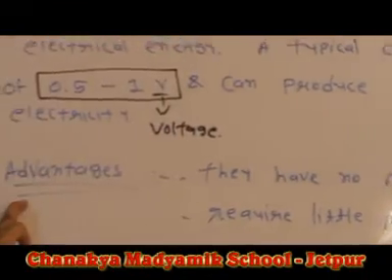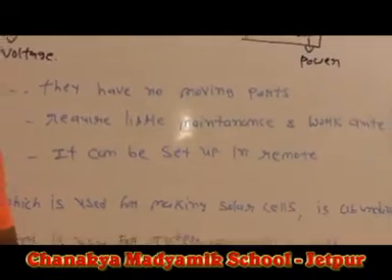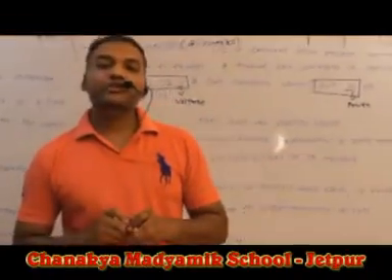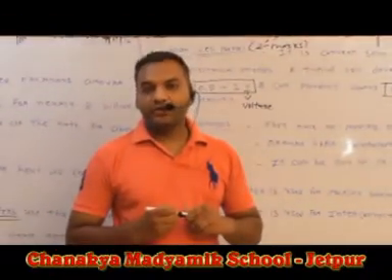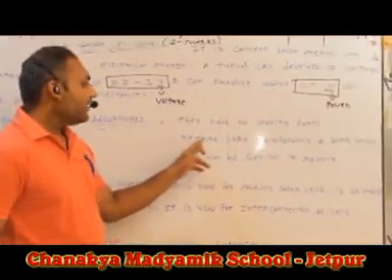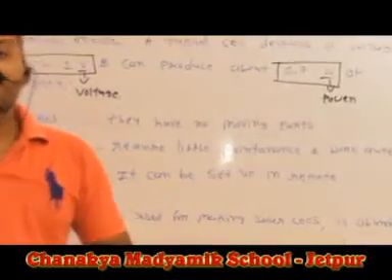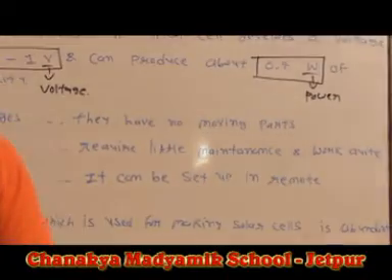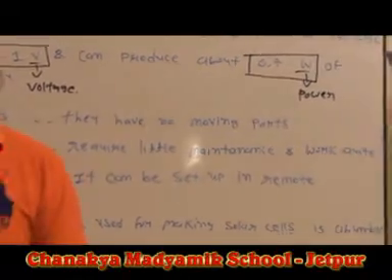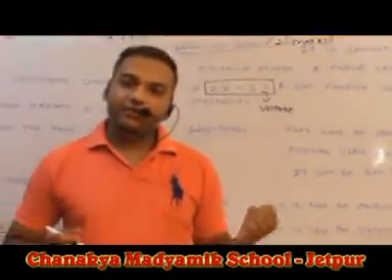Some advantages of the solar panel: first, they have no moving parts. The solar panel has no moving parts because it is stationary, so it is set up easily. It requires little maintenance and works quietly. Its maintenance is easy and it works immediately because it absorbs the sunlight and easily converts solar energy into electricity.